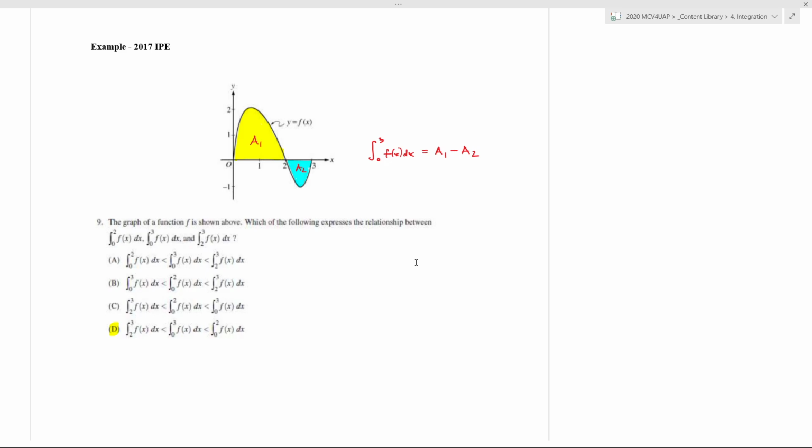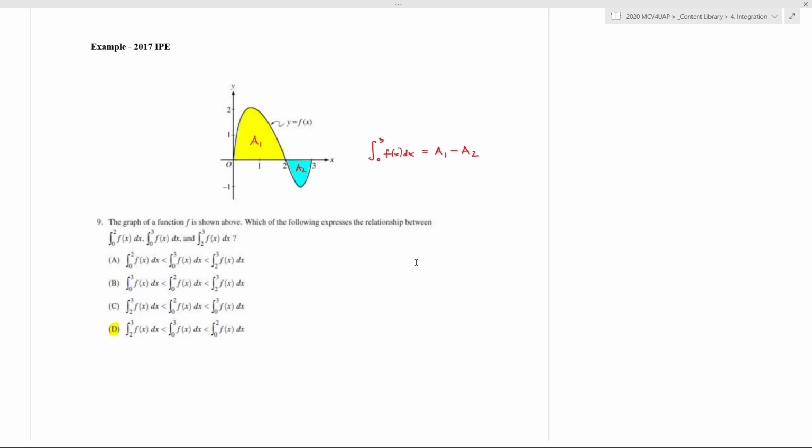So each one of those, the integral from 0 to 2, that definite integral is just the yellow shaded region, which I called area 1. The integral from 2 to 3 of f of x dx is just that blue shaded region below the x-axis, which I labeled A2. Obviously, based on the diagram, A1 is larger than A2. So the integral from 0 to 2 of f of x dx is larger than the integral from 2 to 3 of f of x dx. A2 would be negative anyways.